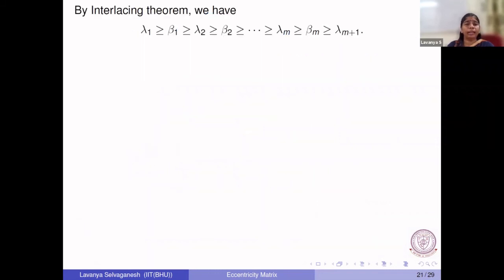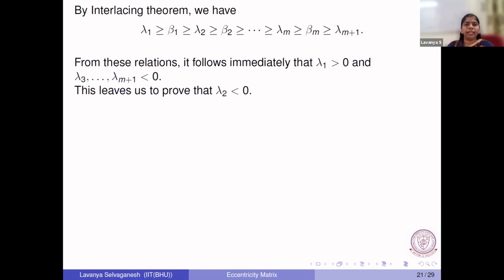And now by the interlacing theorem, lambda 1 is greater than or equal to beta 1, which is greater than or equal to lambda 2, and so on. Applying the interlacing theorem on this principal submatrix, since beta 2 is negative, we can immediately conclude that from lambda 3 onwards, all the eigenvalues become negative.